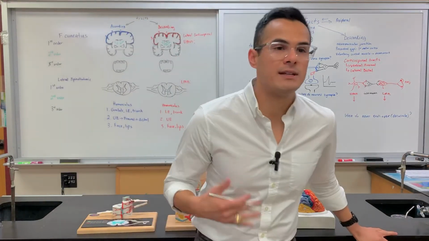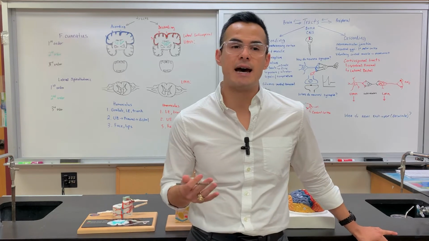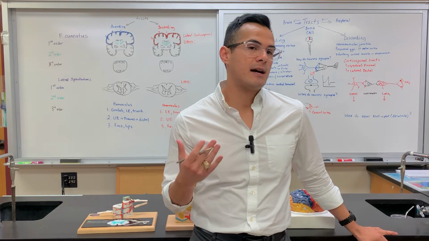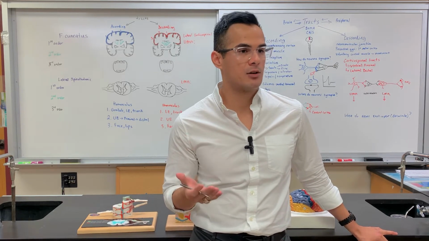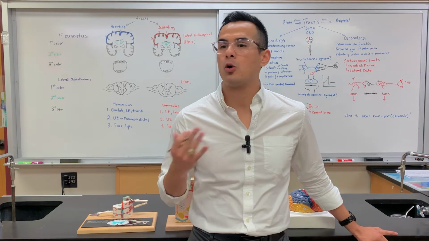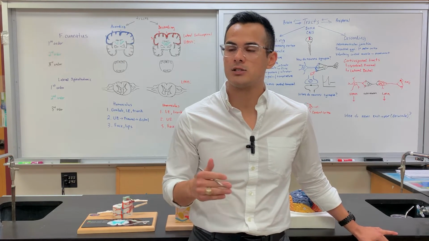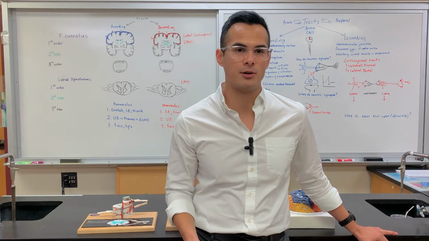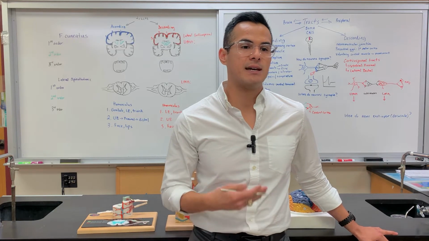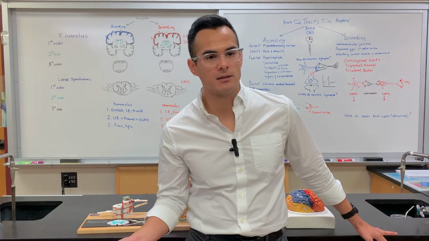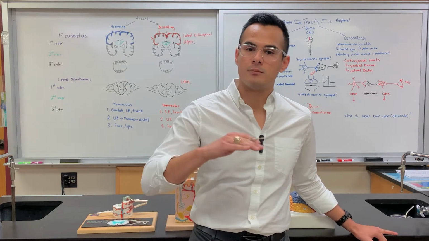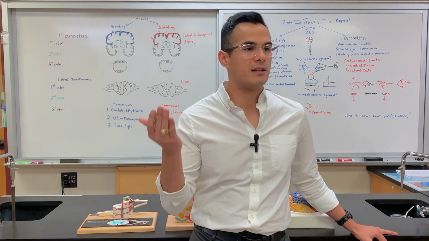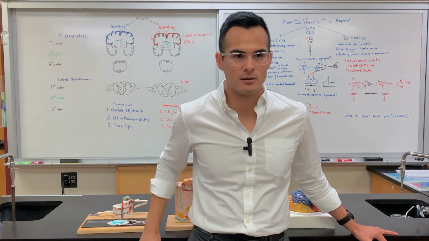One thing that you'll notice for the tracts is that the name of the tract describes the direction that it's going. So when I say corticospinal, it's going from the cerebral cortex down through the spinal cord. When I say spinothalamic, it's going from the spinal cord to the thalamus, which is within the brain.